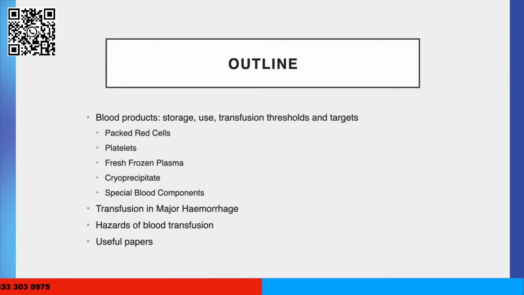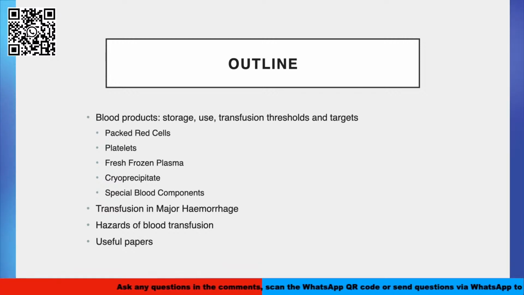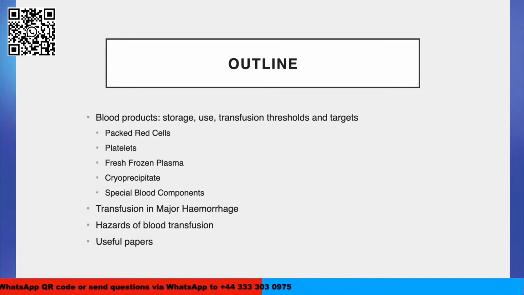I'm going to talk about blood transfusion, and in the talk I'm going to discuss the products that can be used, including packed red cells, platelets, fresh frozen plasma, cryoprecipitate, and some special blood components. I'm going to talk a little bit about transfusion in major hemorrhage, and then a bit about hazards of blood transfusion. And then at the end I'm going to discuss a few papers which are quite useful for the evidence base for transfusion for critically ill patients.